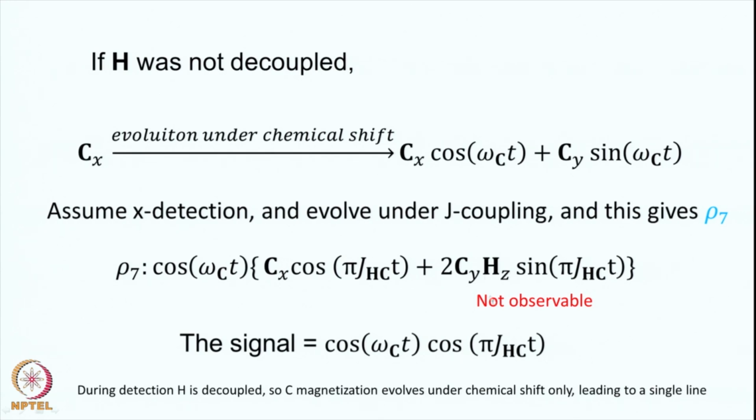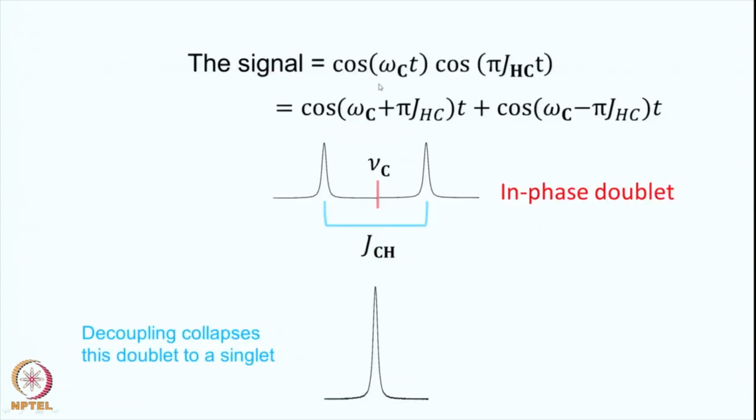Once again this term is not observable, this is anti-phase carbon magnetization with respect to the proton, and this is not observable because this trace will be 0 with respect to Cx or Cy. Therefore, my signal will be cosine omega Ct cosine pi jHct. So once more I write this signal as this, and I will decompose this into two frequency terms. Put here once more a factor of half.